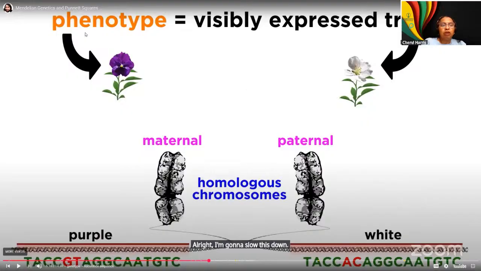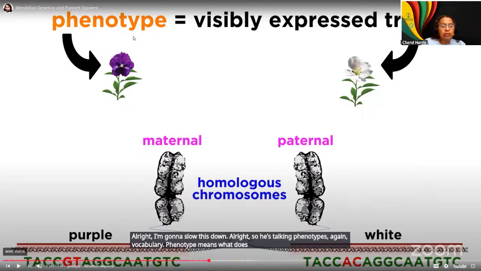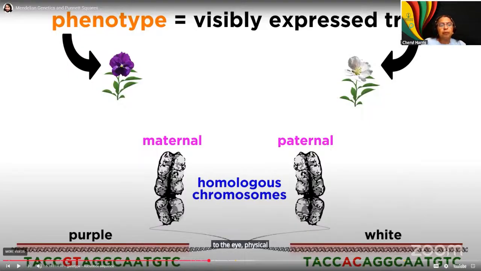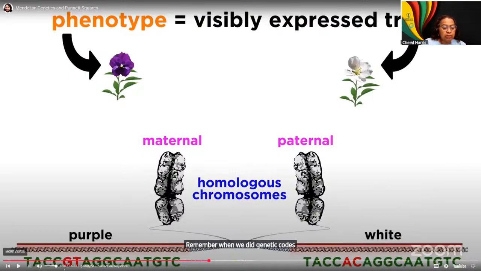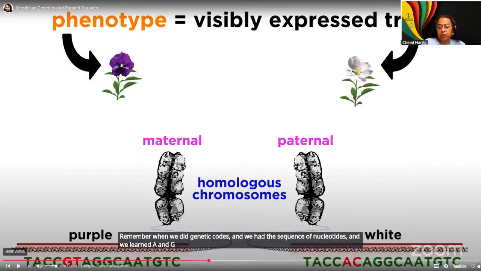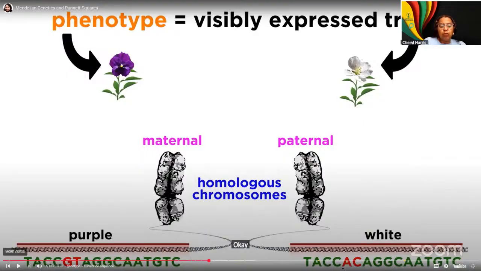All right, so he's talking phenotypes. Again, vocabulary. Phenotype means what does it look like to the eye, physical appearance, okay? And then down here to the bottom, we're looking at what genes are present. Remember when we did genetic codes and we had the sequence of nucleotides and we learned A and G and C and T and all that sort of stuff, okay? So we're coding for flower color, but we can code for purple or we can code for white, and they will have a different sequence.